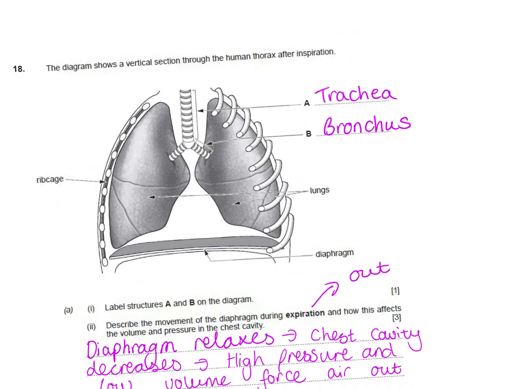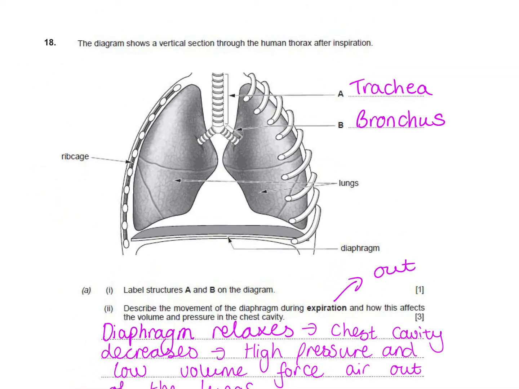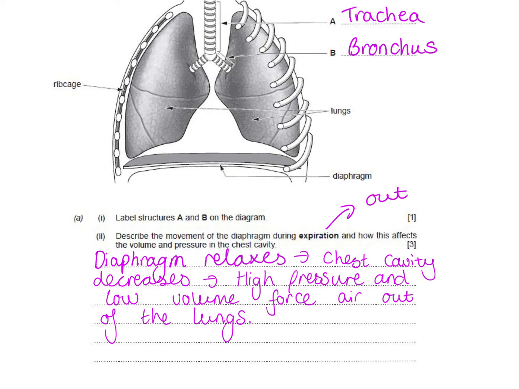You can see the same kind of question again. There's the trachea, a bronchus there, okay. On the diagram below, explain what happens during expiration. The diaphragm relaxes, chest cavity decreases, high pressure and low volume force the air out. You could have mentioned the ribs going down and in if you wanted. Okay, that's another thing you could have done there.